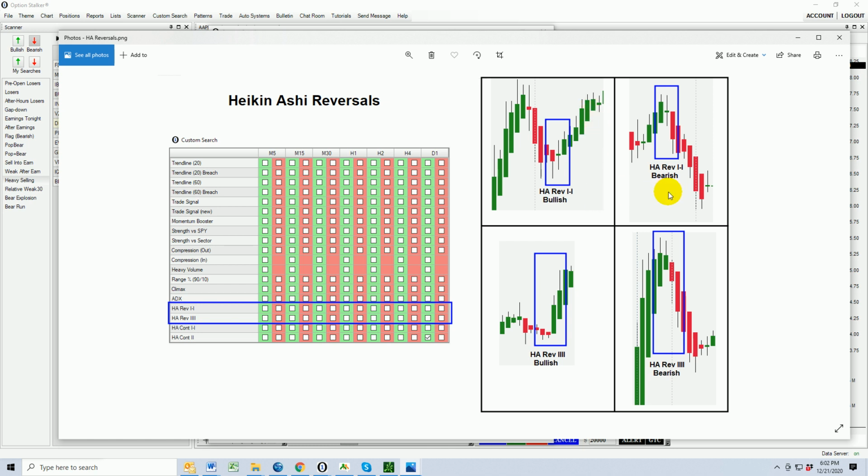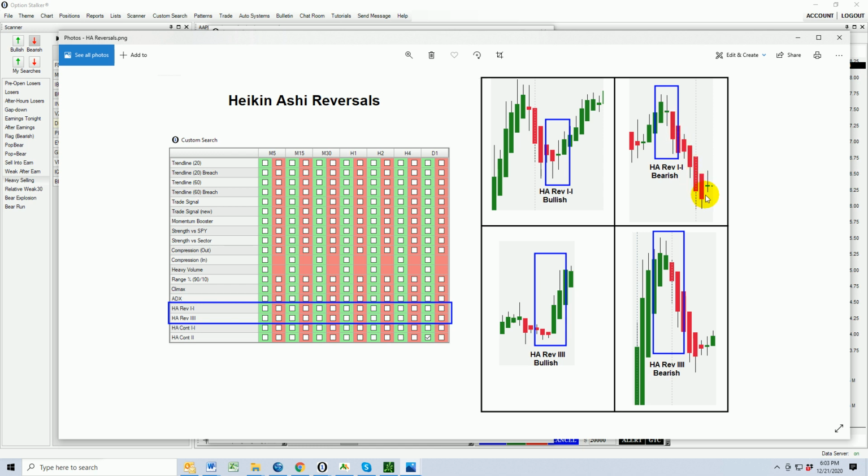For a bearish reversal, it's exactly the opposite. You've got a stock that's been moving higher. You've got a flat green bottomed candle. You have your doji, and then you have a flat top to the red candle. Notice how the red candle is lower than the open of the green candle, signaling that reversal.